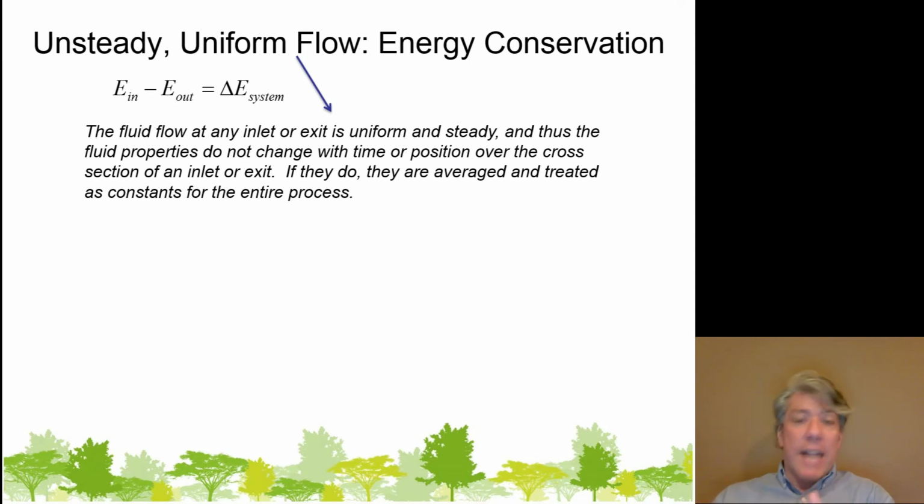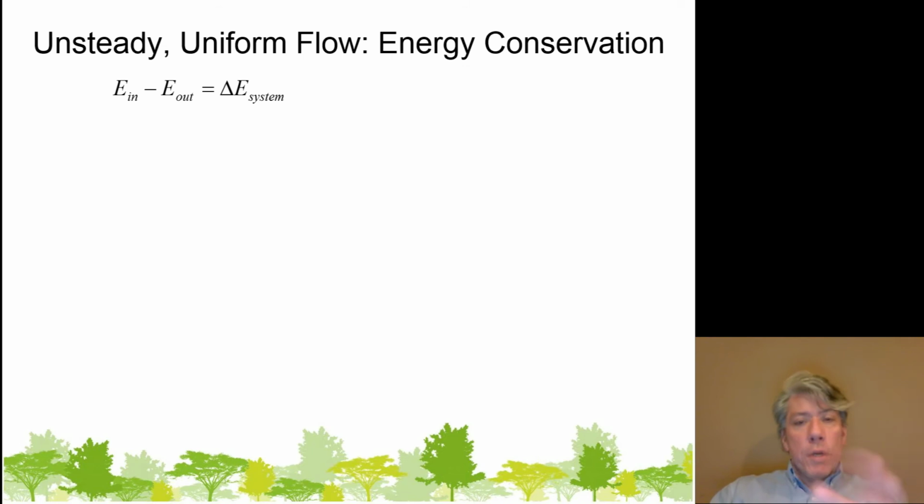So if in reality we know that the properties change, like let's say we've got a leaky balloon and air's coming out, but the temperature of the air is dropping as more and more air comes out, what we'll have to do is assume some average temperature and deal with it that way, and just assume that all the air comes out at that one temperature. That will make our lives a little bit easier and will give us a good start at approaching these kinds of problems. So uniform flow, unsteady uniform flow, just means that we assume that any flowing streams have the same properties over time.